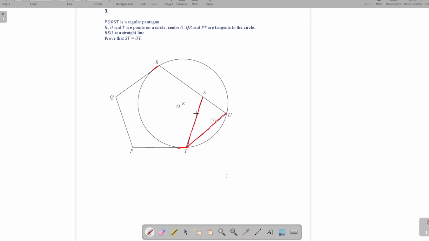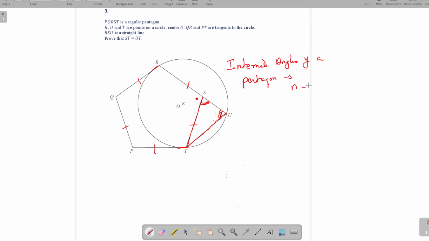We need to prove that if they are equal, this angle is equal to this angle. So to prove that, we need to find this angle, then we need to find this angle. To start with, we'll try and find this angle. It's a regular pentagon. If it's a regular pentagon, all sides are equal, and you can work out the internal angles of a regular pentagon. Internal angles of a pentagon, then we will find each angle.